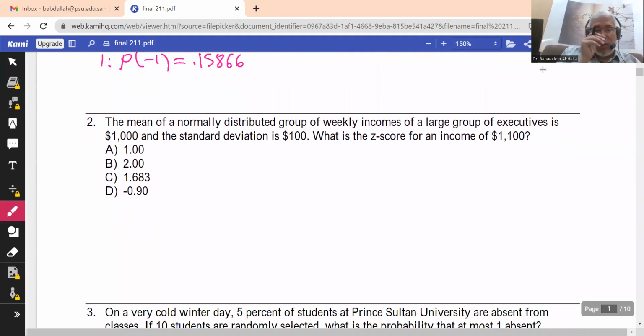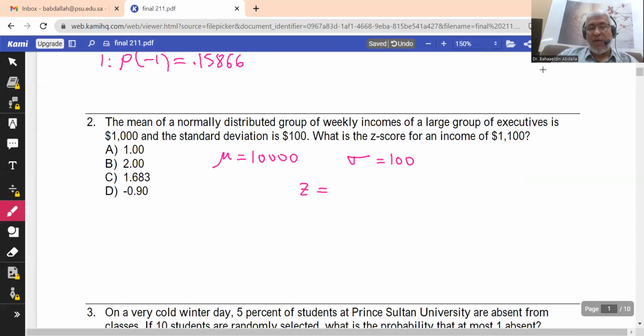The second question: the mean of a normally distributed group, so mean mu is $1,000, and the standard deviation is $100. What is the z-score for the income of 1,100?